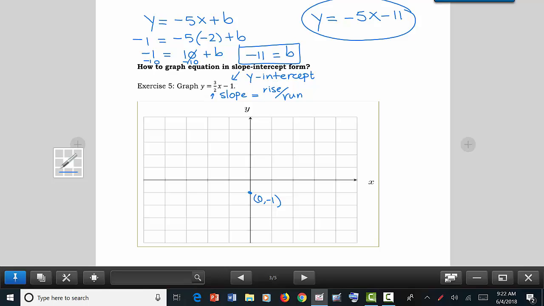Now, we do have the slope 3 over 2. So 2 means we run right. If there was a negative, we should run left. So run right 1, 2. We run right. Rise 3. So 3 units up. 1, 2, 3. So we hit another point like that. And after that, simply join those 2 points by a straight line. That is the graph of the equation.